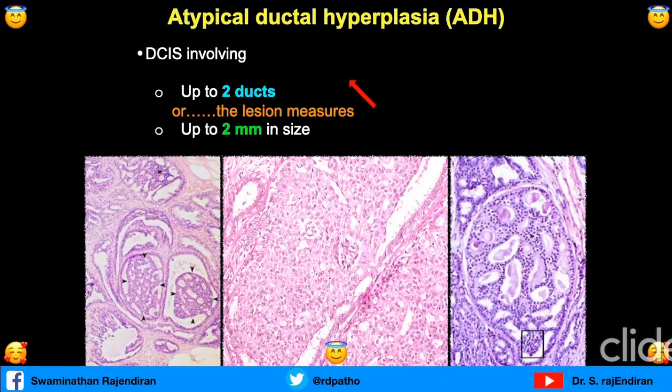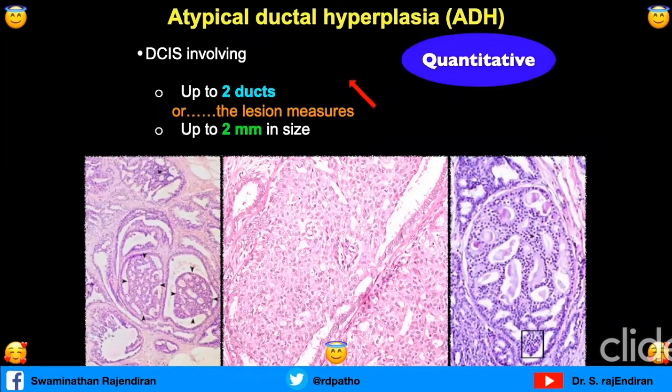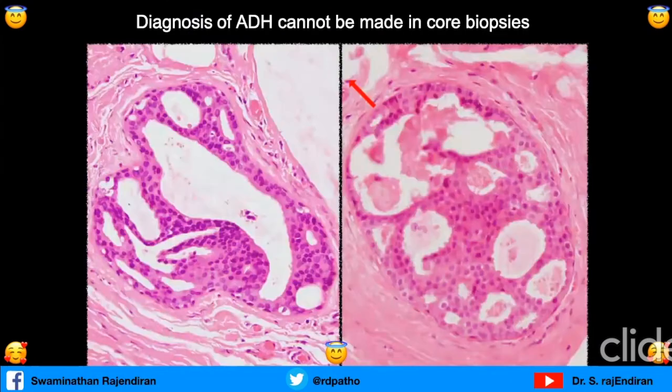When somebody asks what is ADH, the first word has to be that it is DCIS. And it is a quantitative diagnosis. When the DCIS is involving fewer than 2 ducts or is less than 2 millimeters, then we call it ADH. That's why I wanted to show the difference between DEH and DCIS. So ADH is nothing but DCIS confined to 2 ducts.